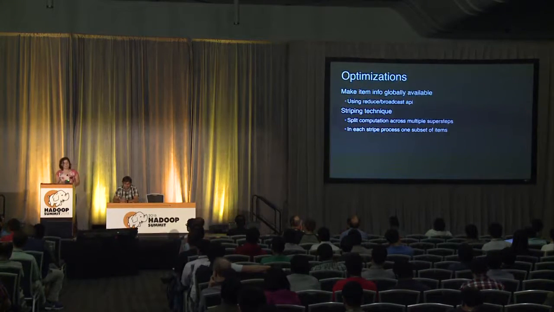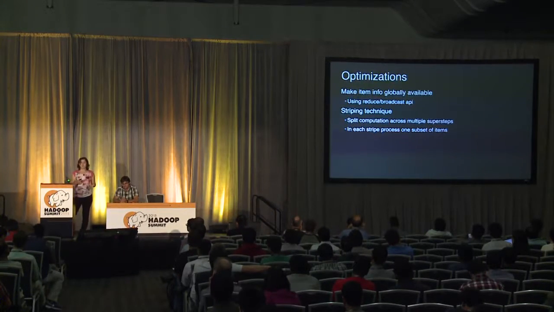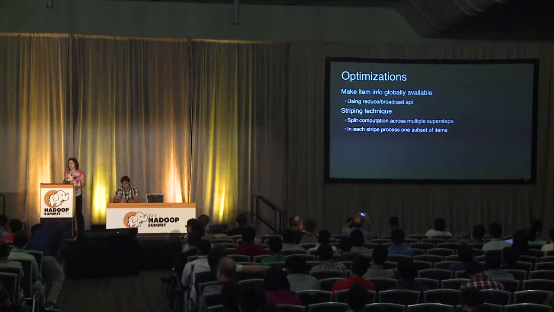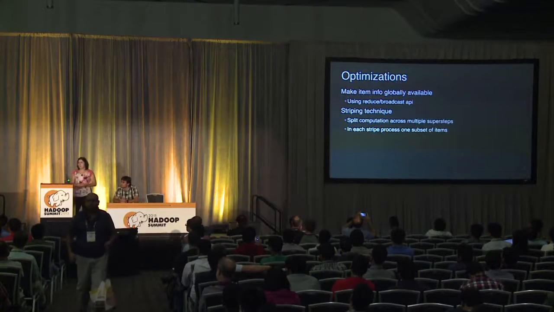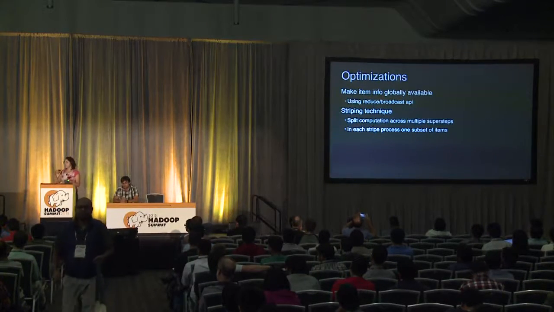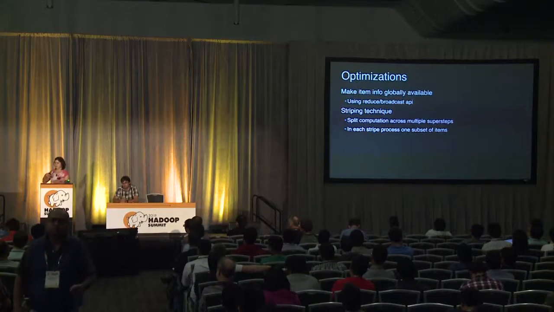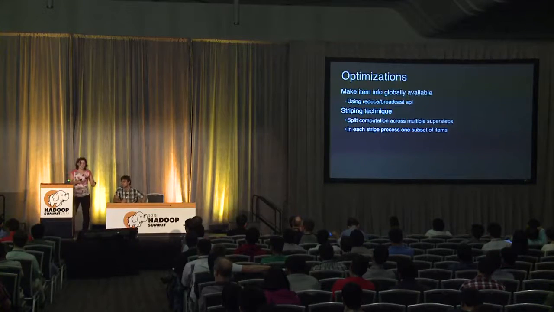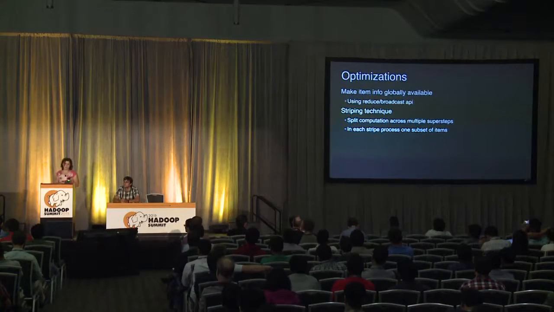Now, given the sizes of data that we are dealing with, we needed to make a few optimizations on this algorithm to be able to handle all this data. First, we made all the item information globally available, just in order not to have to request the global item information all the time and get it back, but to be able to directly access it. And for this, we used the reduced broadcast API that is available in Giraph for doing global computations and communications.